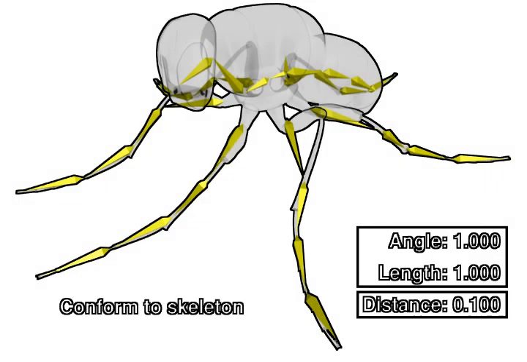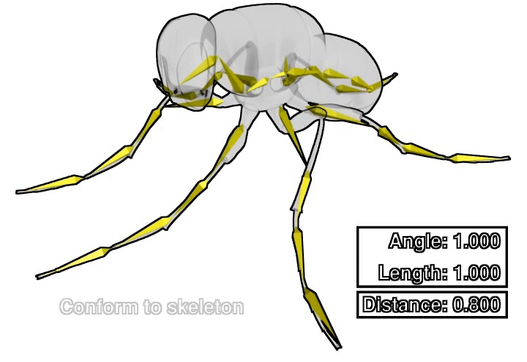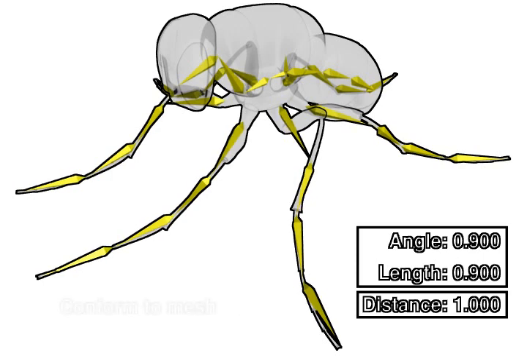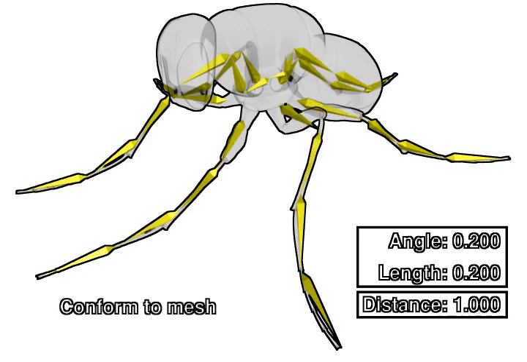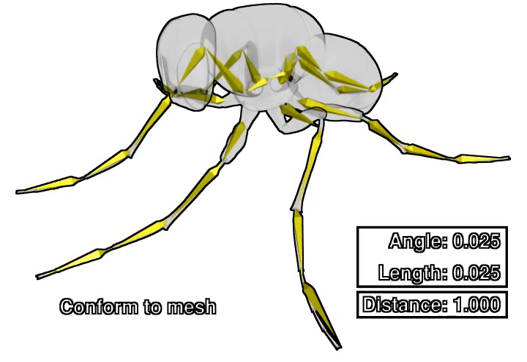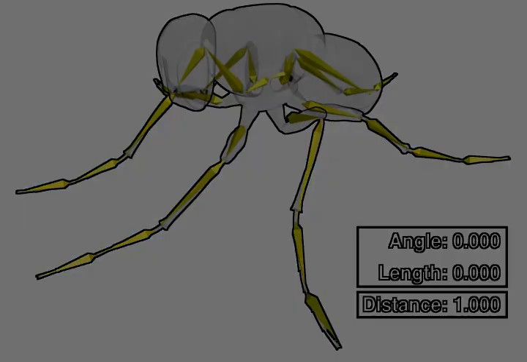These results show how the user can control the retargeting process from conforming to the original skeleton to conforming to the input mesh by adjusting two sets of intuitive parameters.